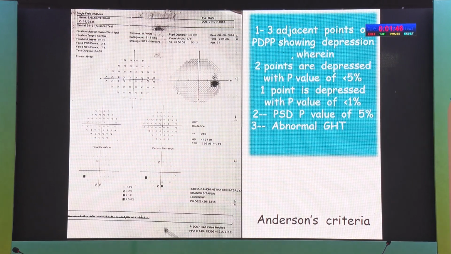Now, for an early visual field to be called glaucomatous, Anderson's criteria should be fulfilled, which means that at least three or more adjacent points should show threshold sensitivity statistically significantly decreased, with at least p-value less than 5%. At least one of the points should have p-value less than 1%, PSD should be affected with p-value less than 5%, and GHT should show abnormal.